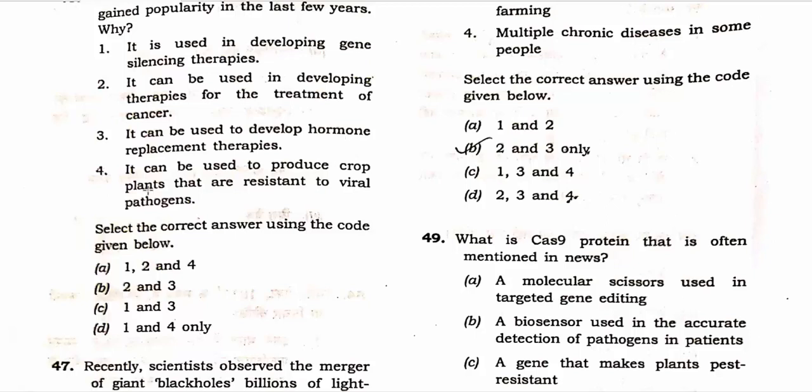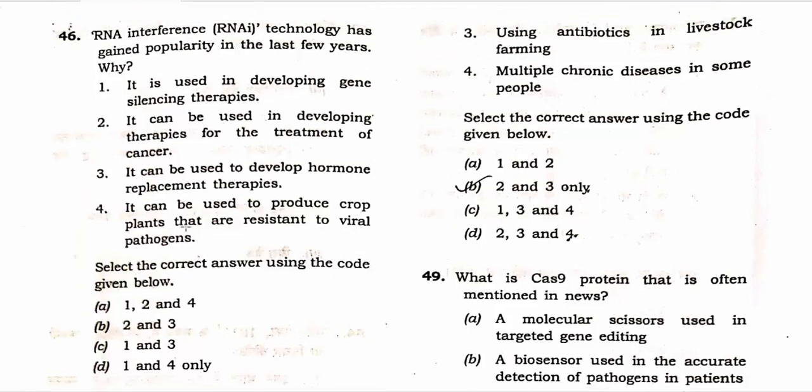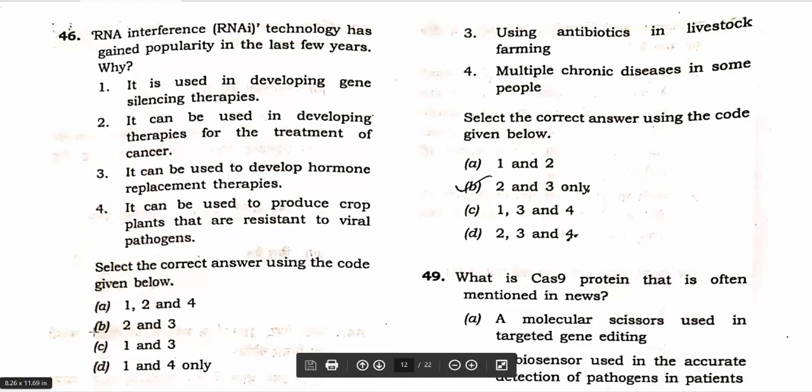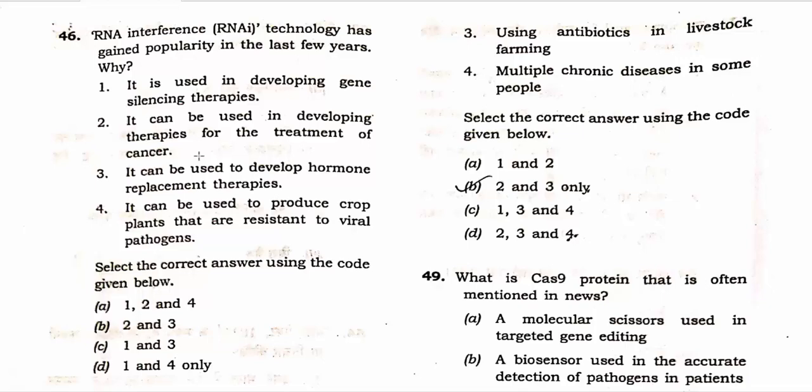Fourth, it can be used to produce crop plants that are resistant to viral pathogens. Could be, there is a possibility of it. So the answer would more likely be 1, 2 and 4, because the third is not sure, while you're very sure about the second statement. There should be involvement of the second statement. In that case, your answer would be 1, 2 and 4.